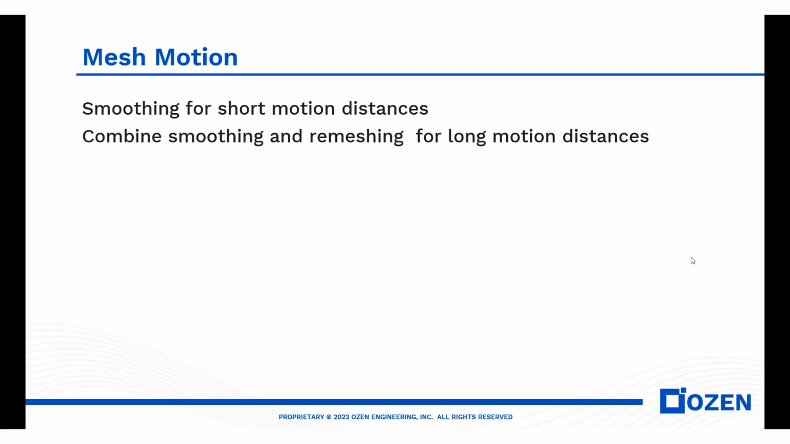So if we have short motion distances, specifically compared to the cell size, then we can use smoothing only. And if we have long motion distances, then it is better to use smoothing and remeshing together.